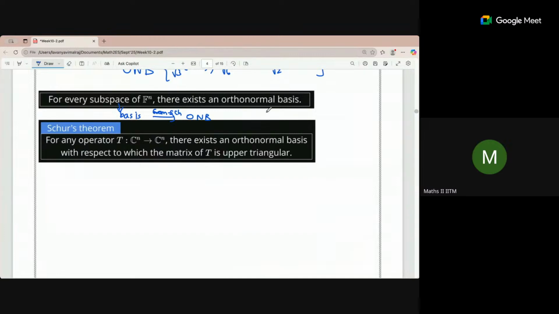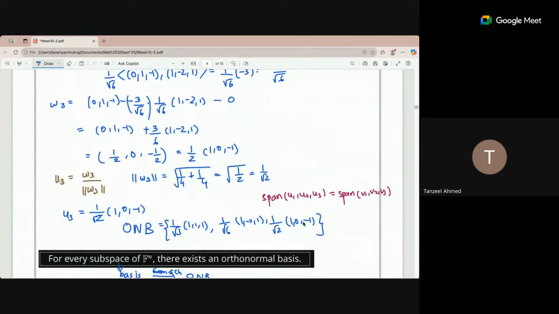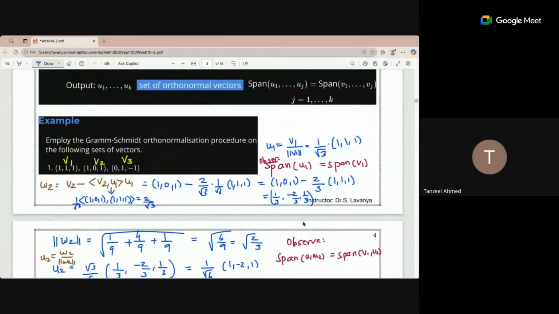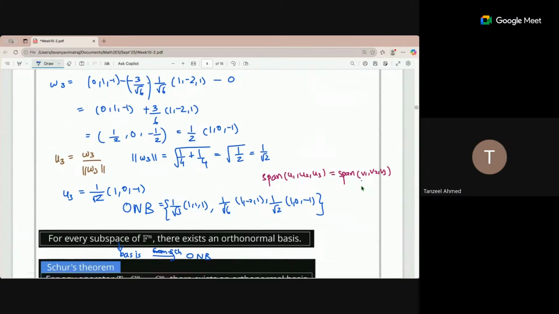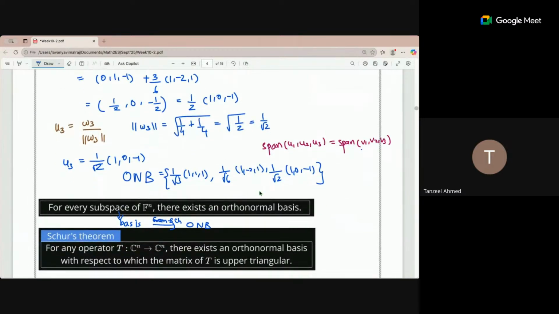Is this part clear for everyone? Why every subspace has an orthonormal basis? One part is not clear. Which part? When we made this orthonormal basis, we are saying it is related to our original basis because the span is equal to that of the original basis. Yes, exactly. Does that mean this new ONB that we have made is very specific to our original basis?